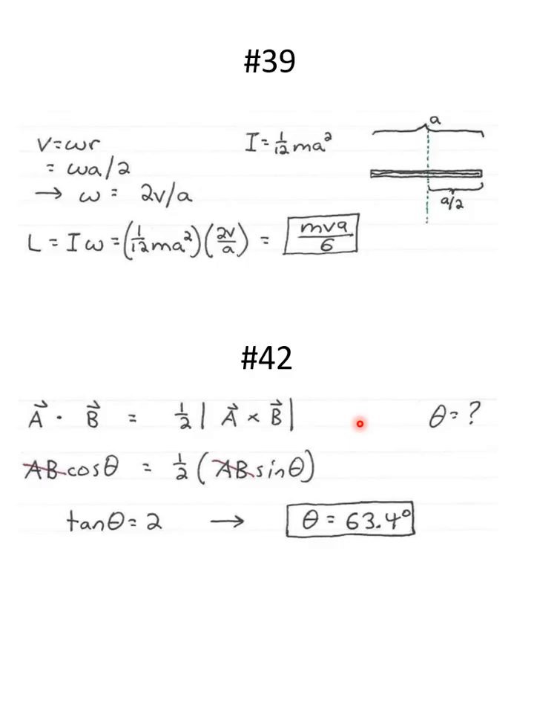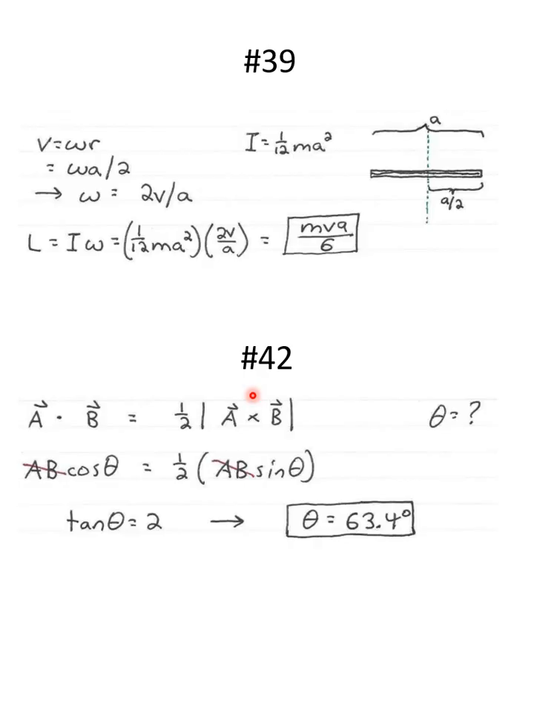Number 42, nice little math problem here. The dot product of 2 vectors is half the magnitude of their cross product. What is the angle between the 2 vectors? All right, so we want to know theta. Here's the given information. The dot product is 1/2 the magnitude of their cross product. So here I've written that out.